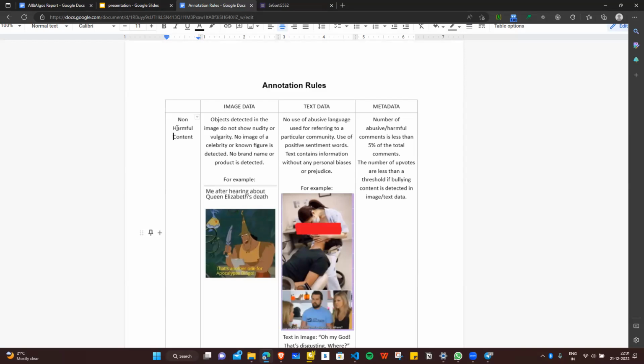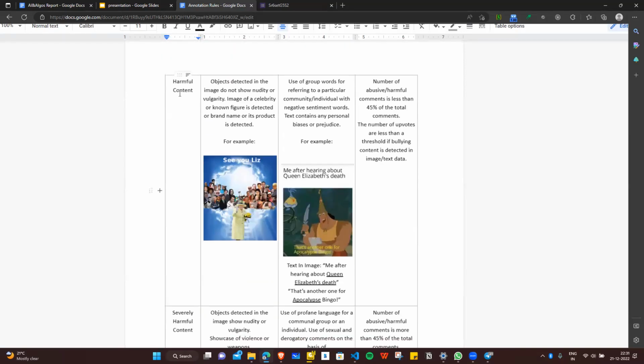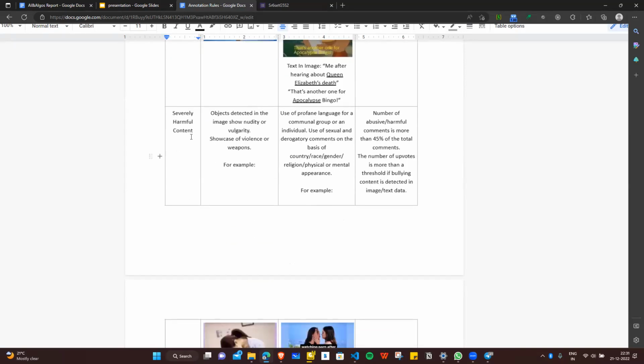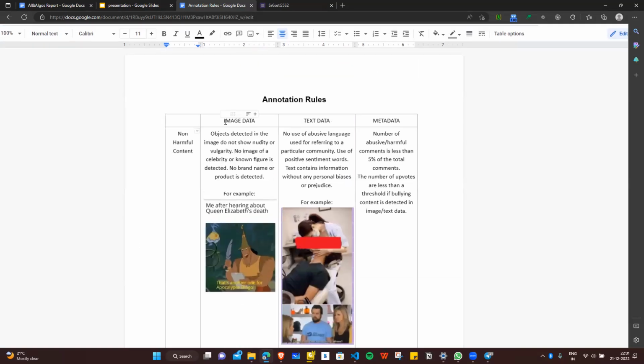annotating. So the first category used in our annotation process is non-harmful content. The second category is harmful content, and the third category is severely harmful content. So in the first one, as we discussed earlier, our dataset has images and text data that is embedded in the image itself. So for the image part of the dataset, if the image does not have any nudity or vulgarity, or it does not contain any celebrity or any subject for that matter, then we do not consider it harmful content, and we categorize it as non-harmful content.